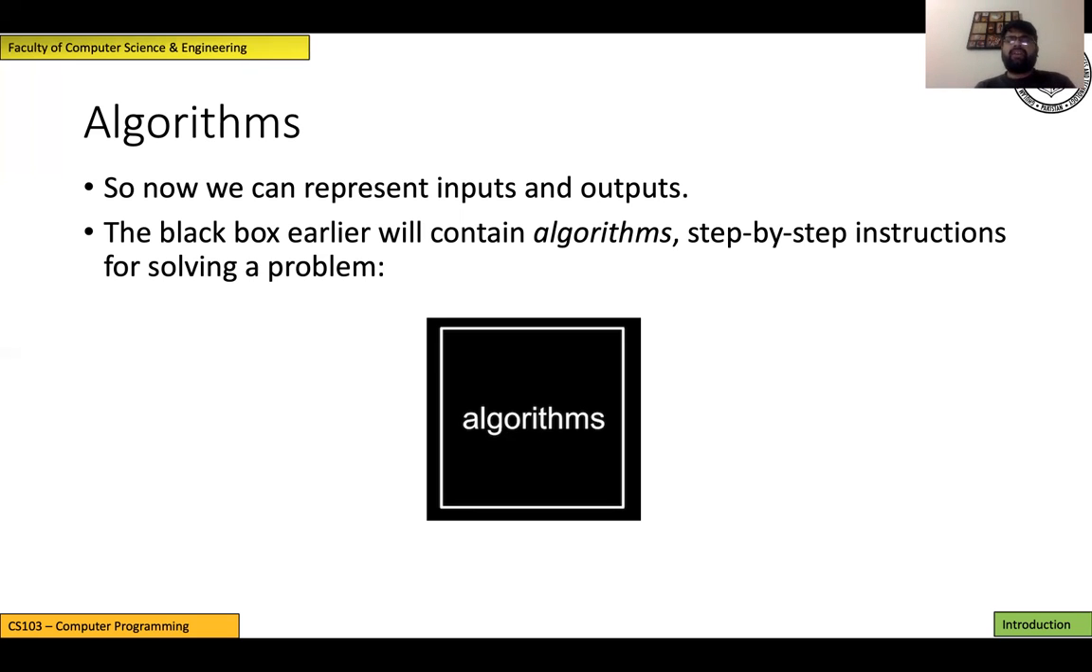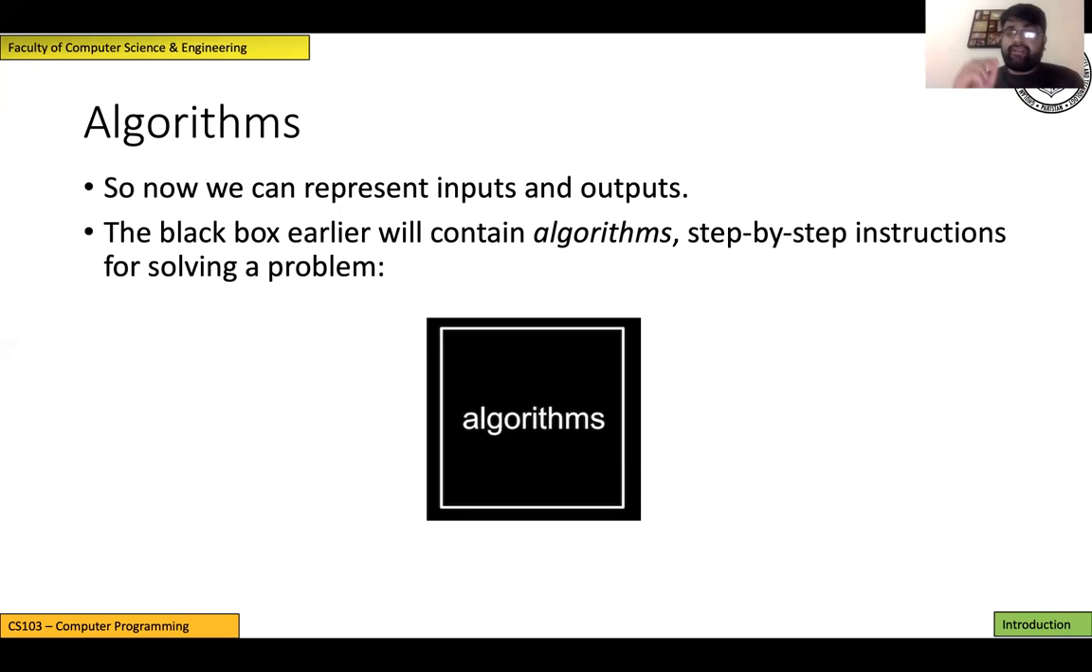But how do we convert an input to an output? We had basically said that there's a black box, a processing box there. That processing box, or that black box, is a group of algorithms. And what is an algorithm? An algorithm is nothing but a step-by-step instruction to solve a problem.